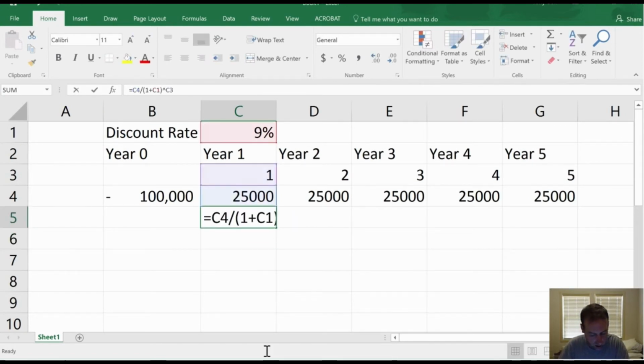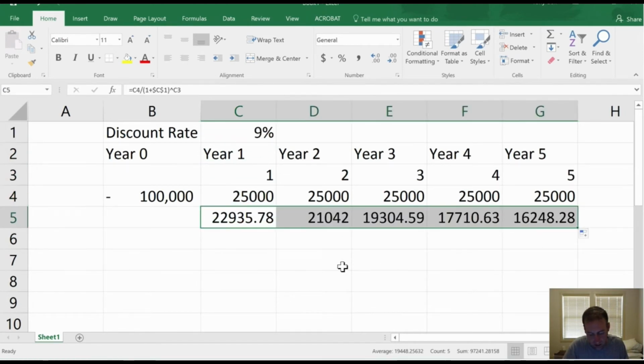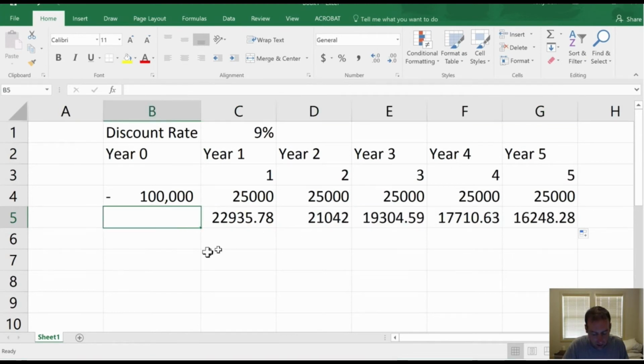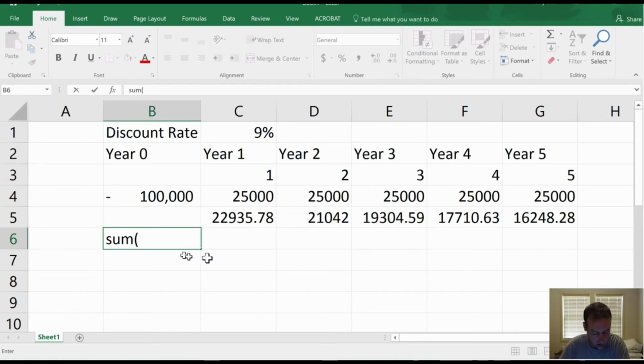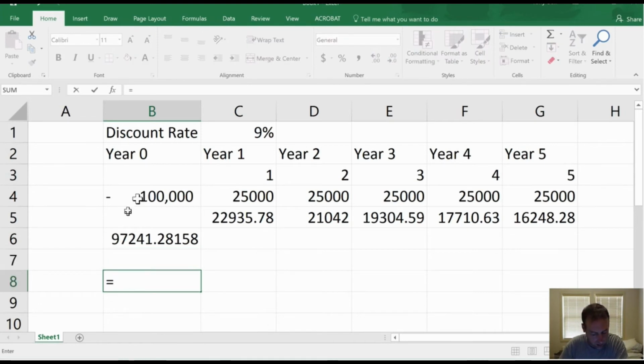Oops, I didn't lock in the percentage. To lock in, you just put dollar signs in front. Okay, so the present value of $25,000 discounted at 9% is 22, and I can fill that formula over, and you can see those numbers. So, adding that all up, equals sum. Adding all those numbers up, I get 97,241, a difference of 100,000 minus 97,241.